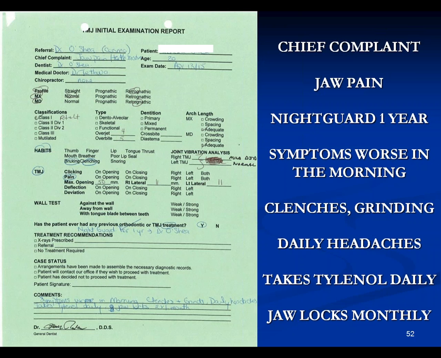She had a night guard a year ago, which didn't work. And you know why? Because the jaw's going back. It's not going forward, and it needs to go forward. The symptoms are worse in the morning, which means she's clenching all night. Remember I told you, if she's got headaches or symptoms in the morning, she's clenching and grinding, and she is.